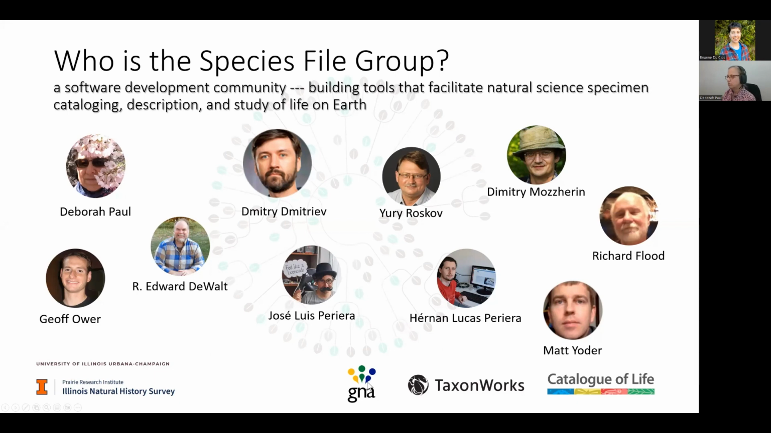Dmitry Mozerin works on the Global Names Project, which helps you verify, parse, and find taxon names. TaxonWorks, which we're going to talk more about, and the Catalog of Life, where we have Yuri Roskov and Geoff Ower working as part of the international team that helps populate the Catalog of Life. We're located in Illinois at the Natural History Survey.